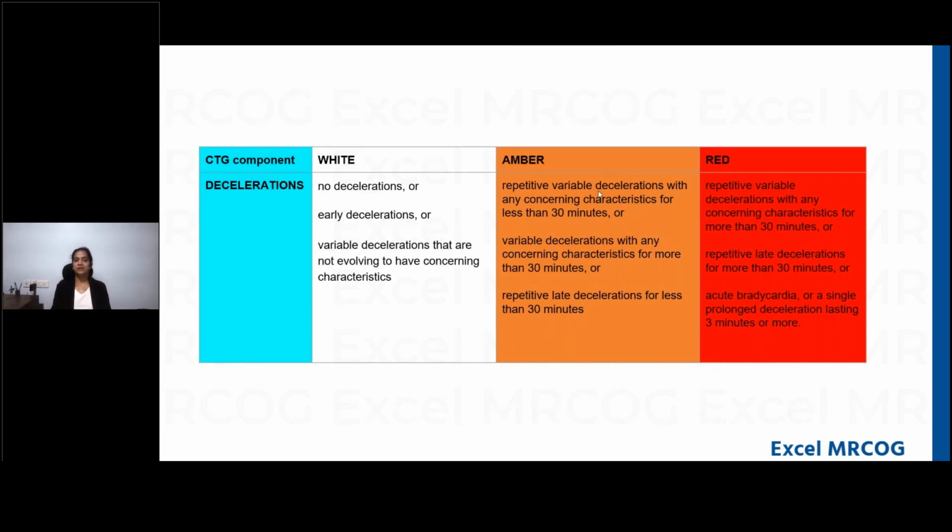So what is amber here? Basically repetitive variable decelerations with any concerning characteristics for less than 30 minutes. Repetitive variable decelerations are those present with more than 50% of the contractions. So that is repetitive. They should be having concerning characteristics.